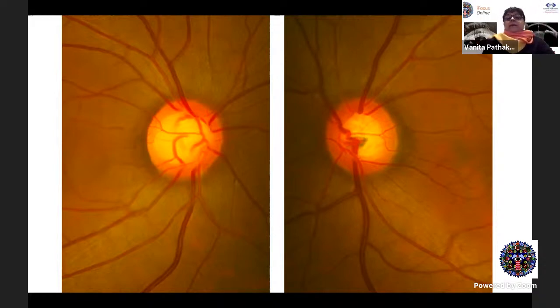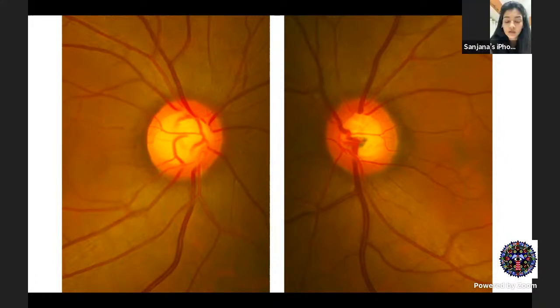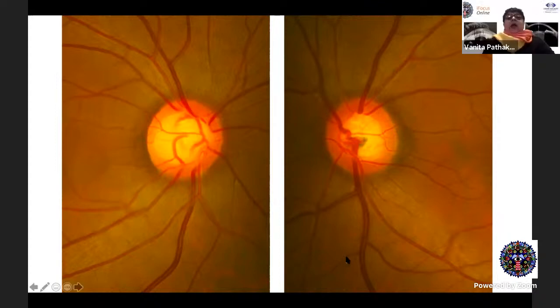What about the left eye? There is inferior notching in the left eye, ma'am. Not following the ISNT rule. Sanjana said that, okay. Right.